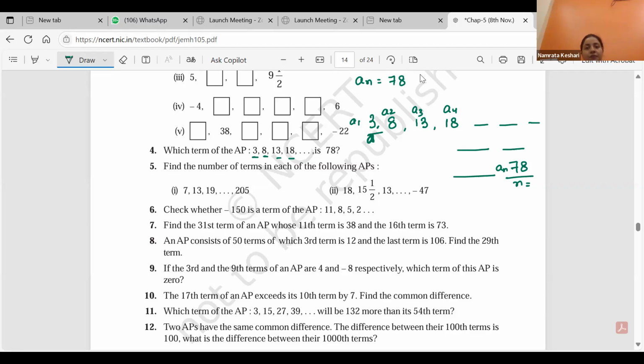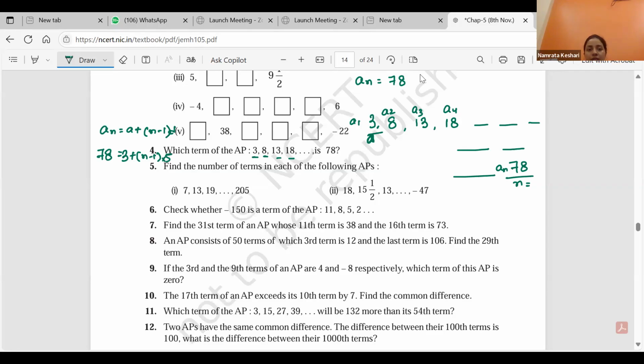Okay, now the nth term formula: an is a plus n minus 1 into d. Here an is 78. A is the first term, that is 3, plus n minus 1. And d, that means the common difference, is 8 minus 3, that is 5. Making sense?